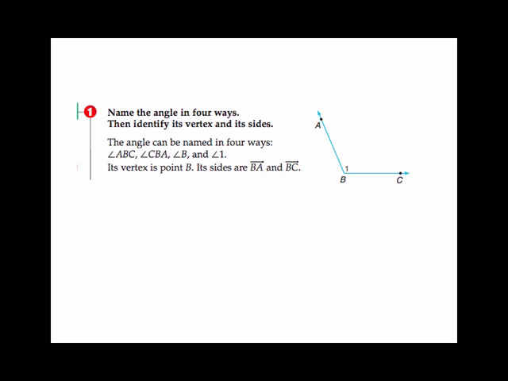Let's look at this example. Name this angle in 4 ways. Then identify its vertex and its sides. The angle can be named angle ABC, angle CBA, angle B, or angle 1. Its vertex is the point B. Its sides are the ray BA and the ray BC.